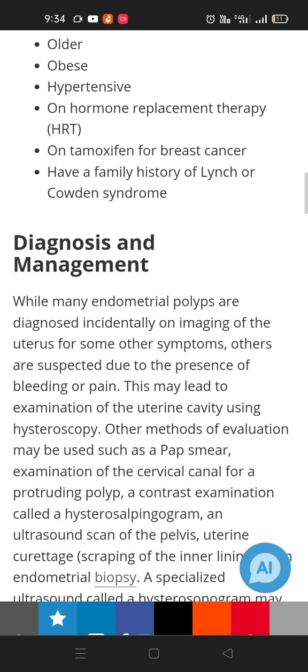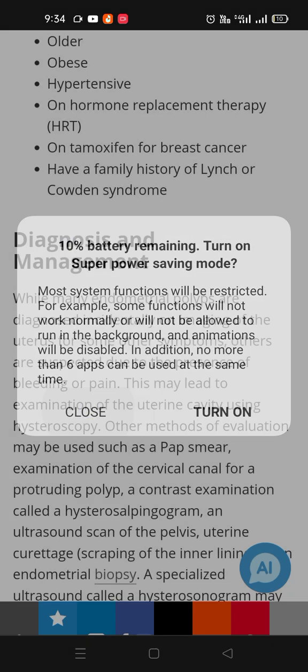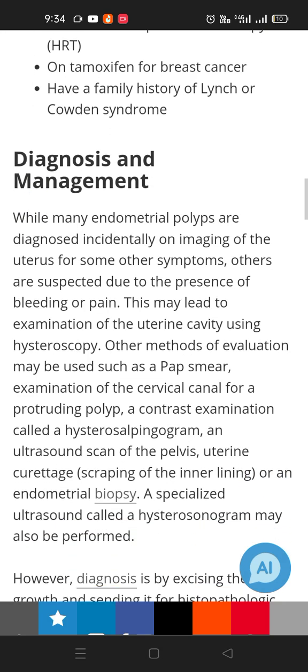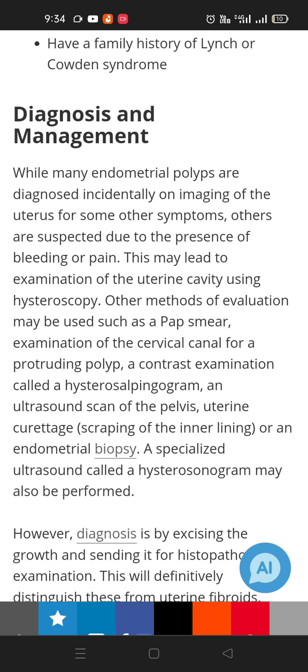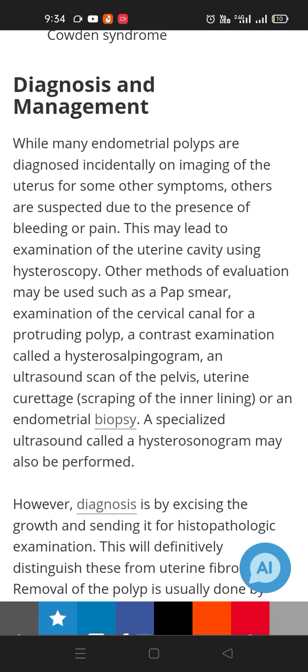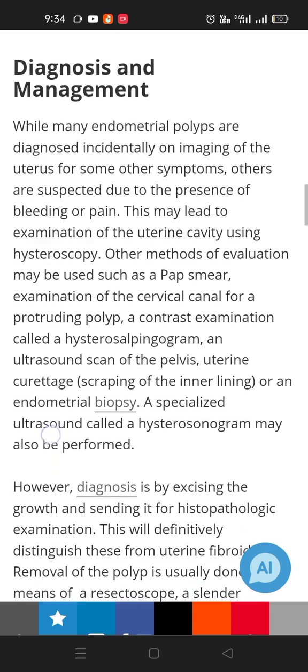Now, what is the diagnostic modality? These are basically mucosal outgrowths which are located either in the uterus or in the cervix. They are very soft, spongy, and they bleed to touch. Incidentally they can be seen on ultrasonography, or the patient might have symptoms like pain or bleeding. Also, while we are doing the pap smear, we can find it out.